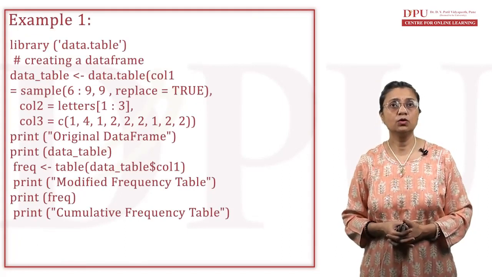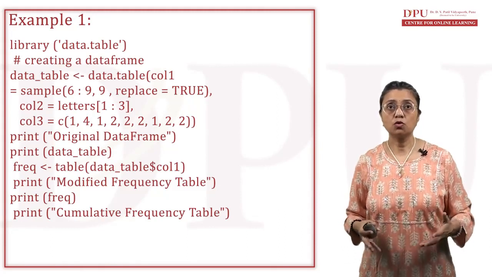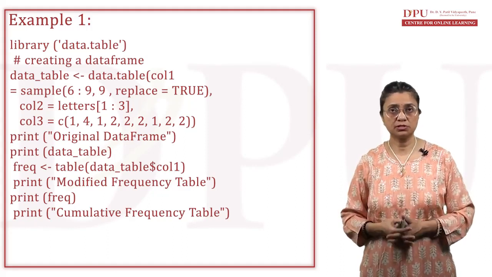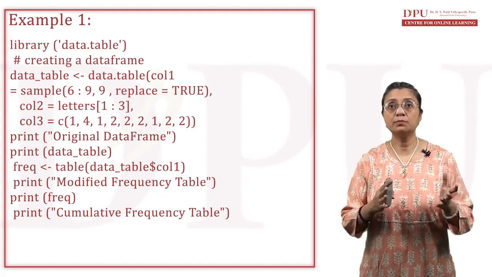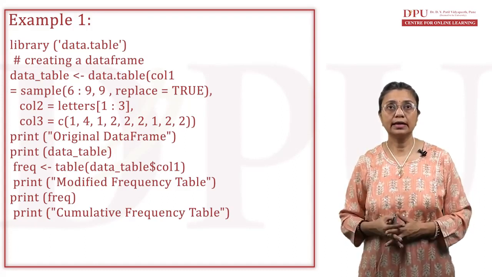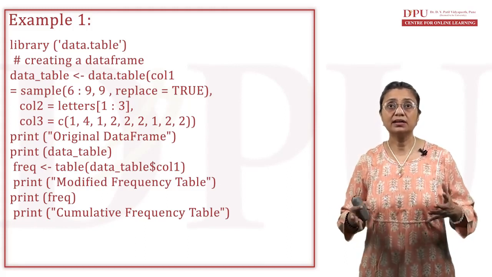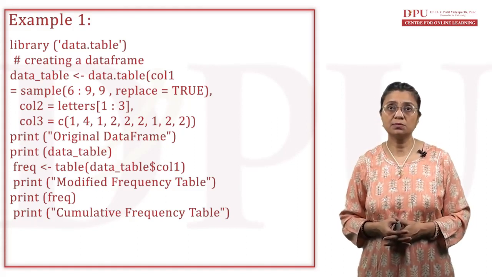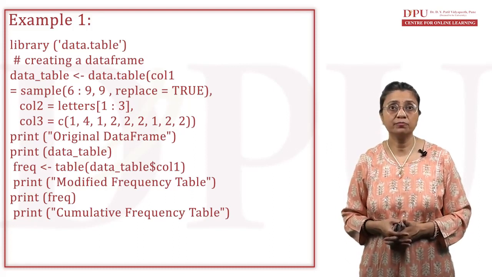Now let's have a look at this example and understand how to make a frequency table. So here in this case, we are making a frequency distribution table, which means we have data and we are making a table where for every number, we display its frequency. In the library function, we have called the package data.table. We are creating a data frame with the help of data.table. Here, the first column is a sample, the second column is letters, and the third column is again some values.